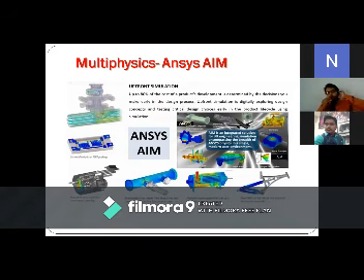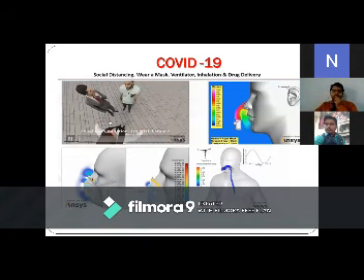Yes, this is the very important COVID-19. Yesterday we had a small discussion about COVID-19: social distancing, wearing masks, ventilators, inhaling, and drug delivery. Nowadays, N95 masks are available in your market, in medical stores, and face shield covers are available. These products have already been analyzed with platforms in ANSYS.